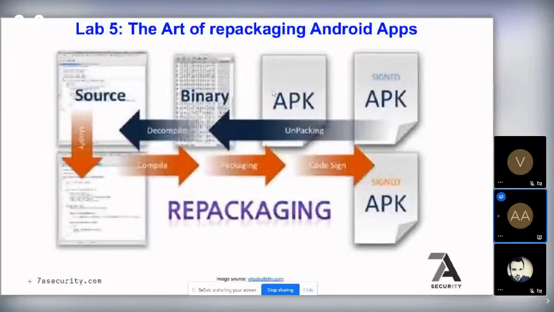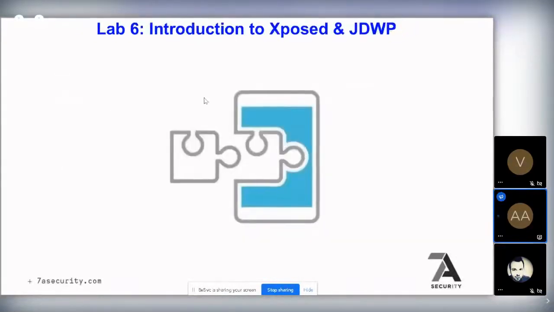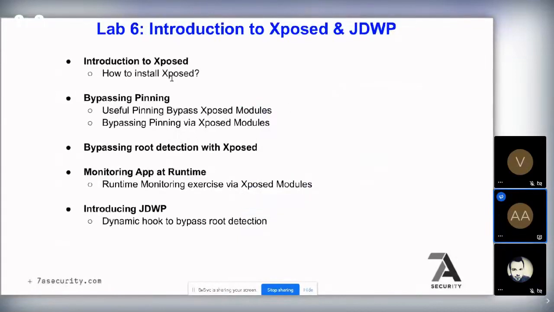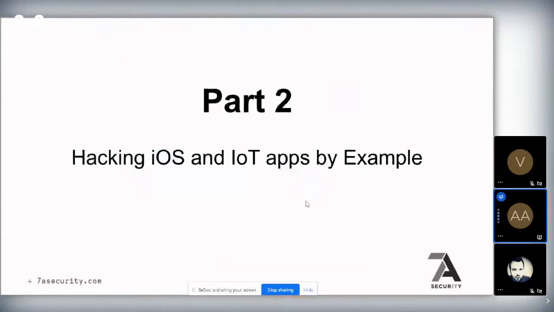And then we also check repackaging Android apps, so modifying the applications at rest and all this stuff, like bypassing detection and doing other things. And then in Lab 6, we talk about instrumentation, Frida, bypassing pinning, monitoring the application at runtime, and other very cool things. Then each day ends with a CTF with open challenges for you to practice.